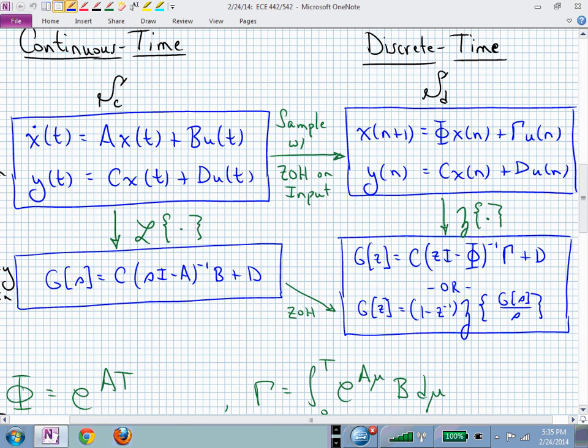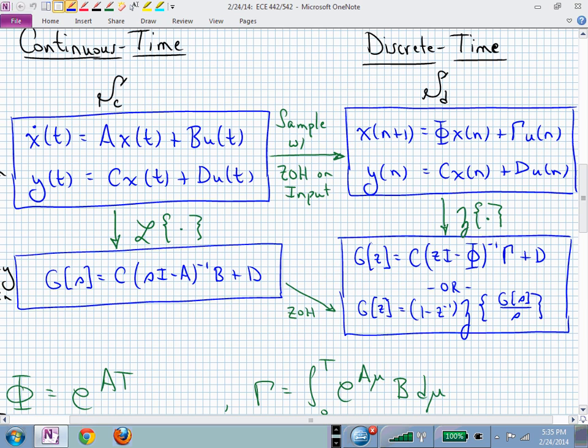You also should be comfortable finding the transfer functions from the representations, capital G of S being C times (sI minus A) inverse times B plus D, or you could do that on the discrete time side and Z transform those state equations and end up with C times (zI minus phi) inverted, times gamma plus D. Or, given this G of S, you could find the G of Z from this zero order hold formula that we talked about in class.